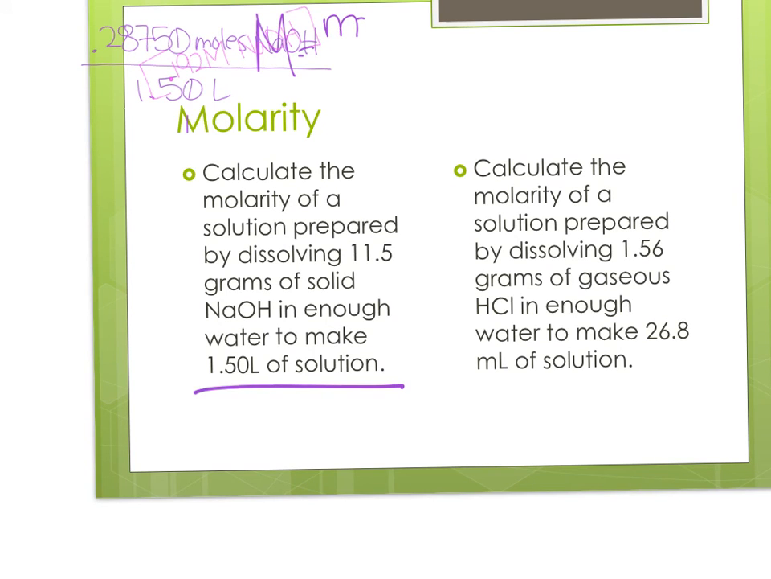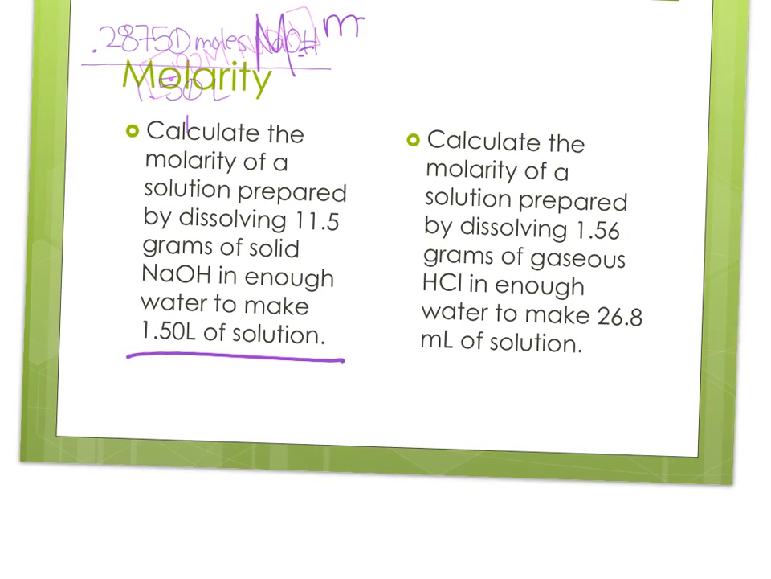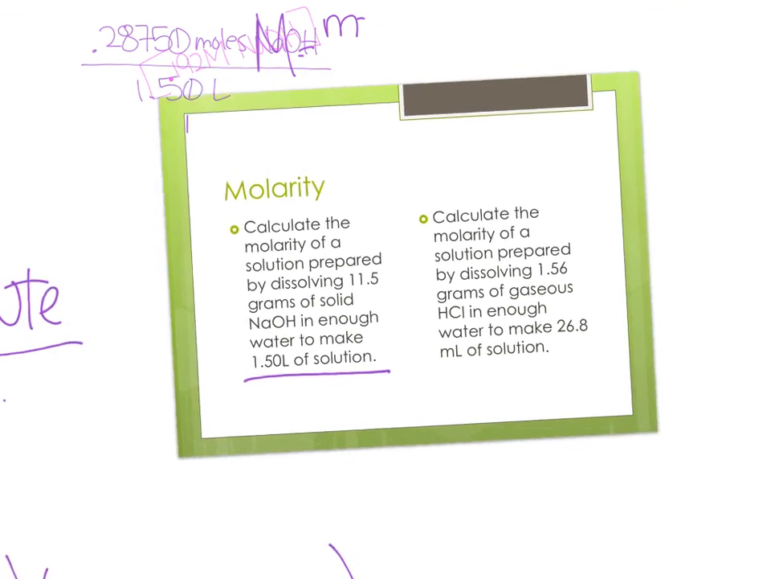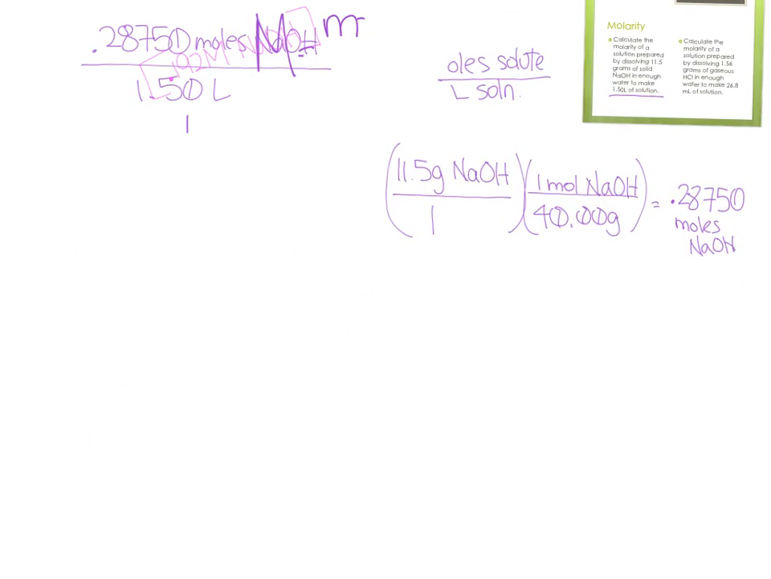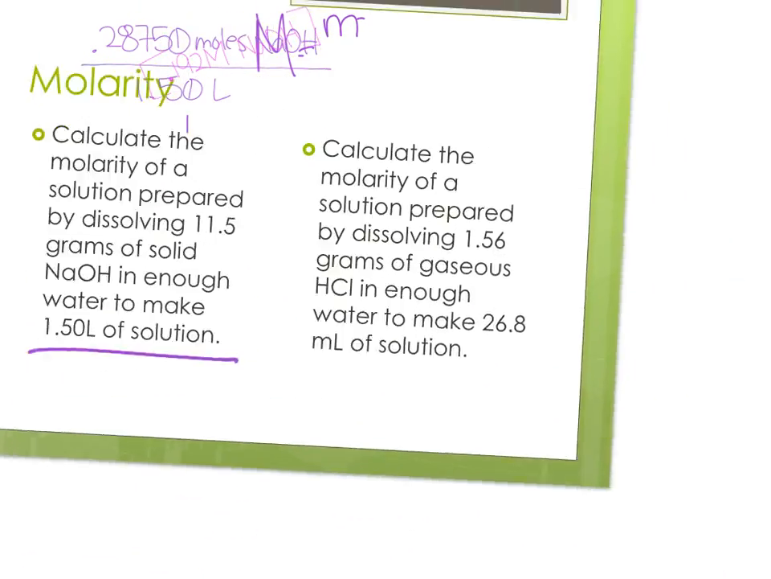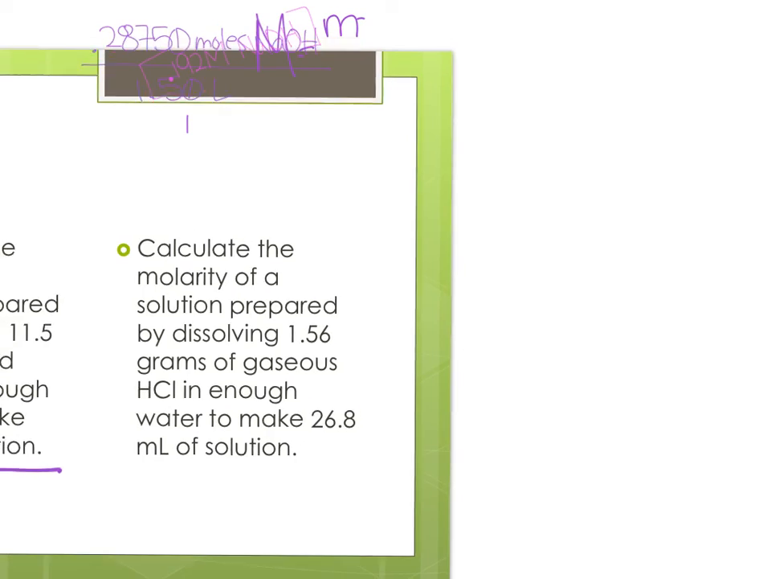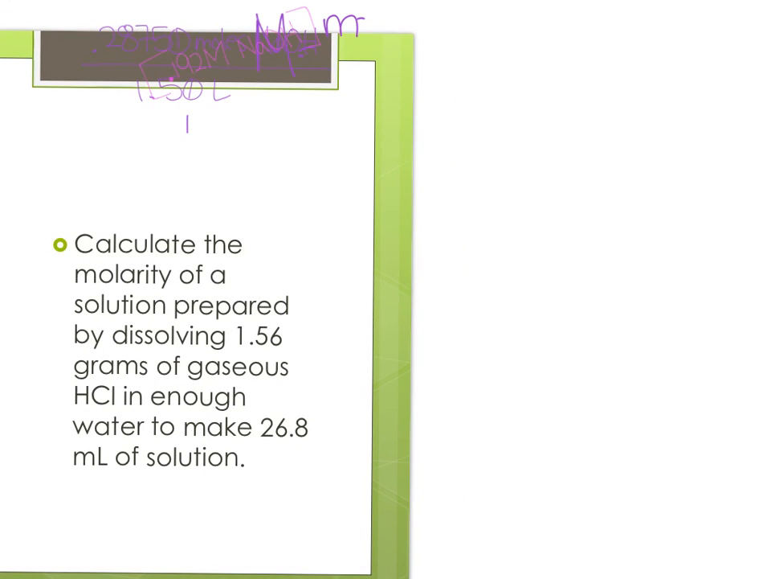Yeah, we did. Okay. Calculate the molarity of a solution prepared by dissolving 1.56 grams of gaseous HCl in enough water to make 26.8 mL of solution. So what is our unit for molarity? We said it's got to be moles per liter. But ours is not given to us in liters. It's given to me in milliliters. So convert. How many liters is 26.8 milliliters?